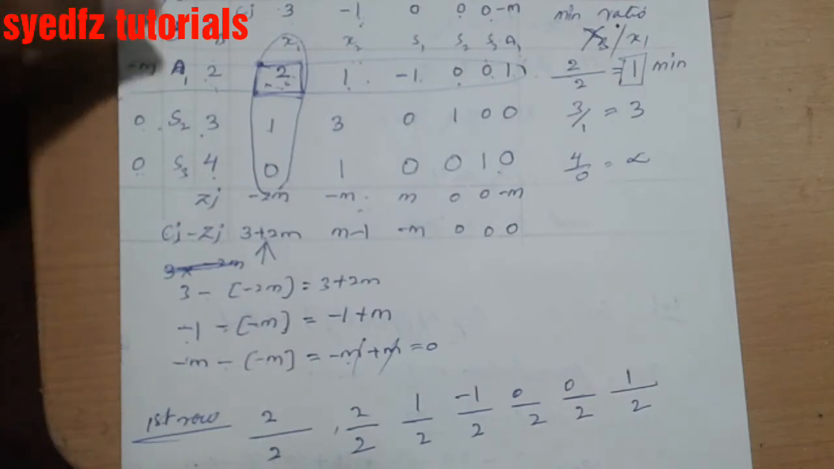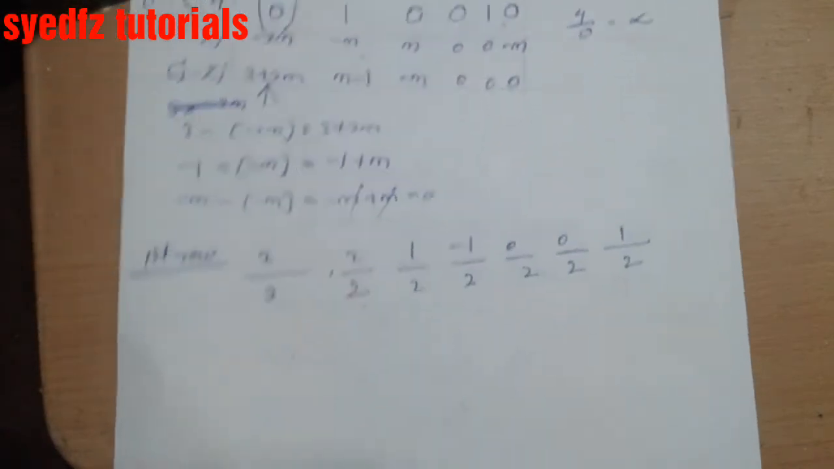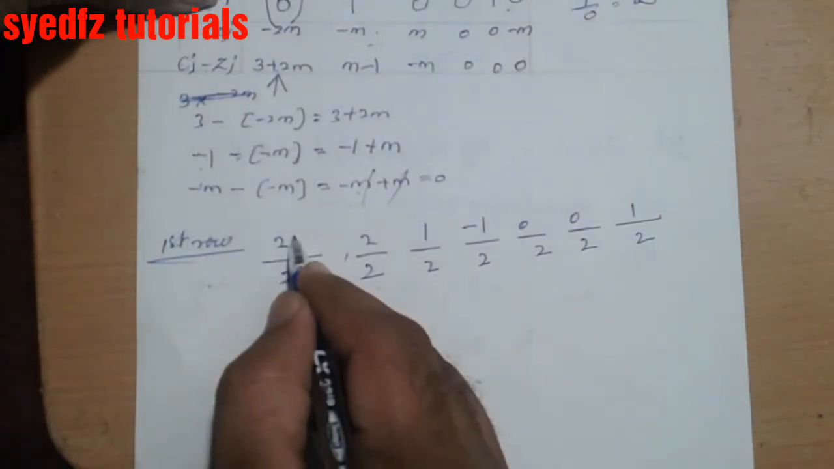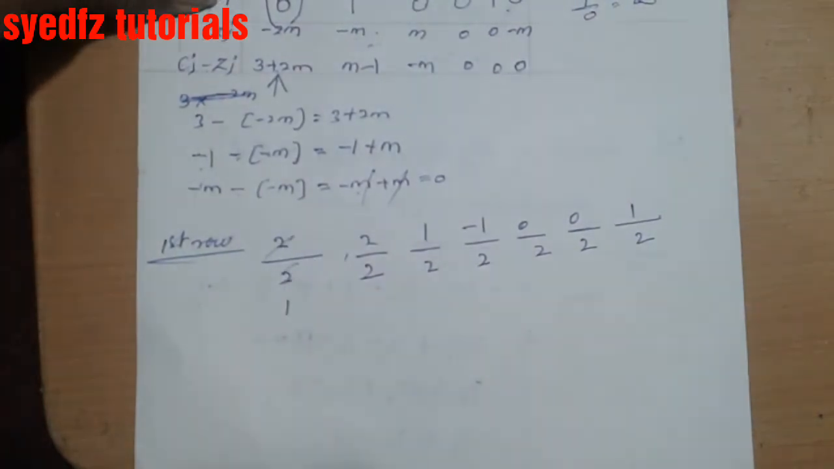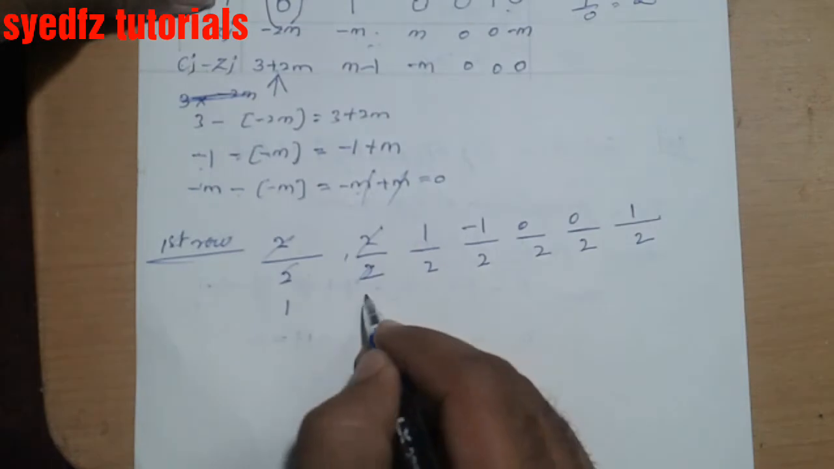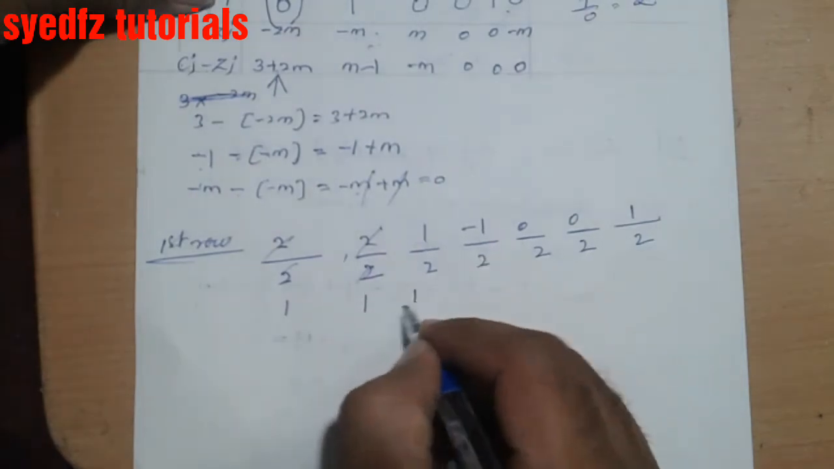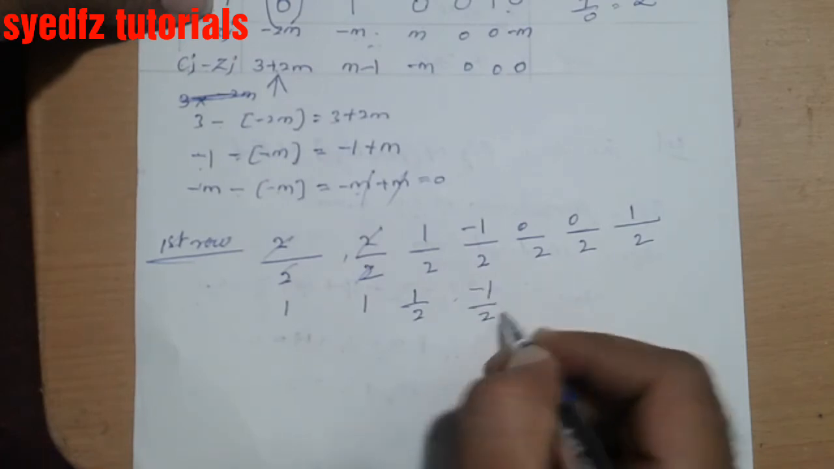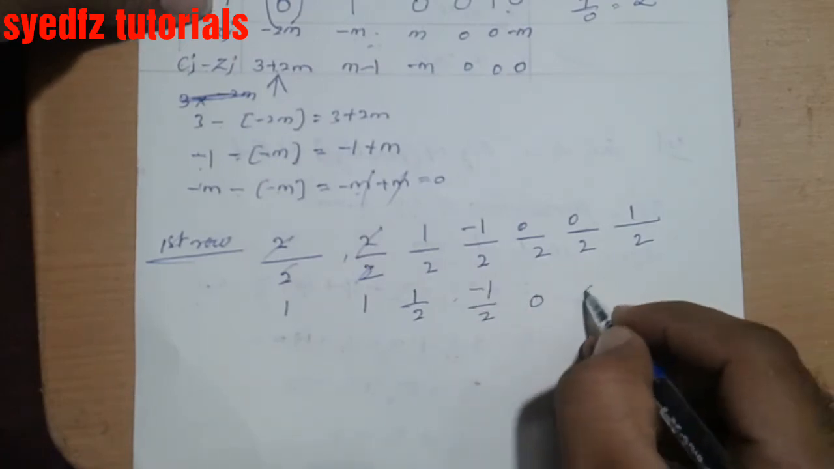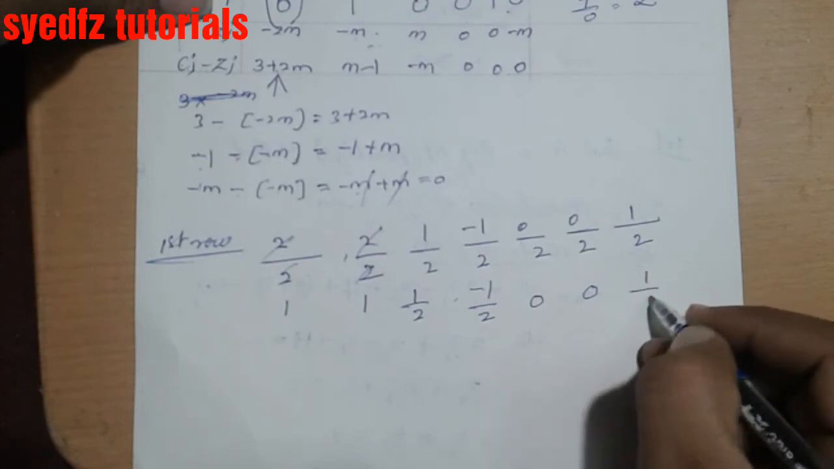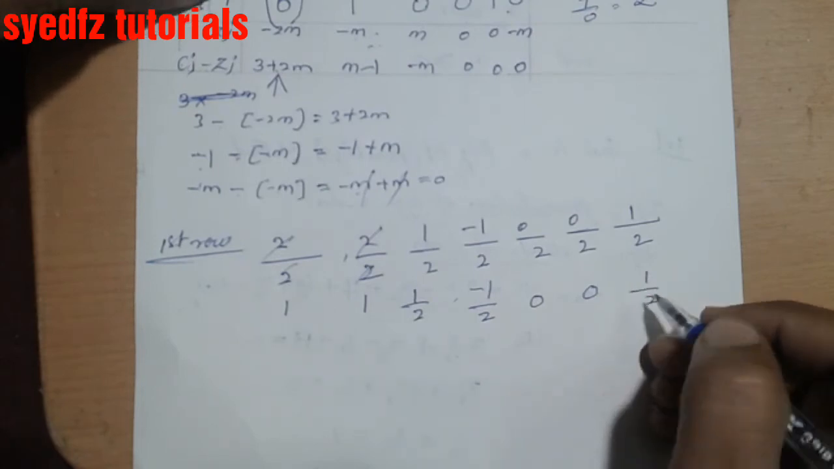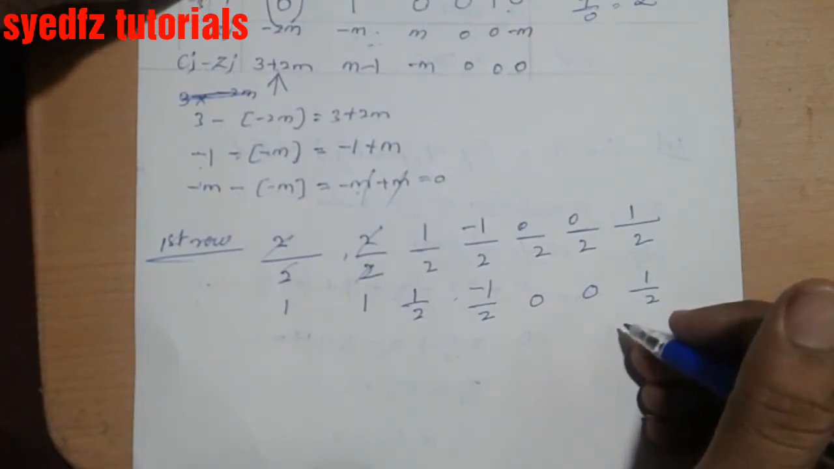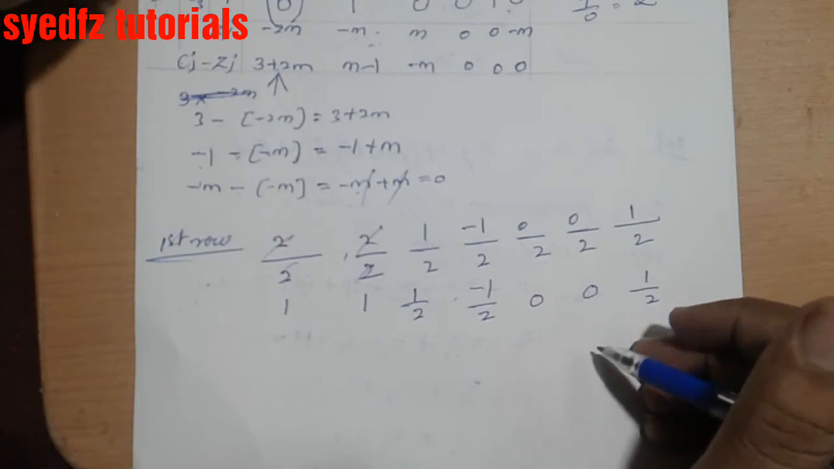Now calculate this one. Answer is 1. 2 ones are 2, 2 ones are 1. This is 1 by 2. This is minus 1 divided by 2. This is 0 divided by 2, 0. This is 1 divided by 2. But here A is exiting.